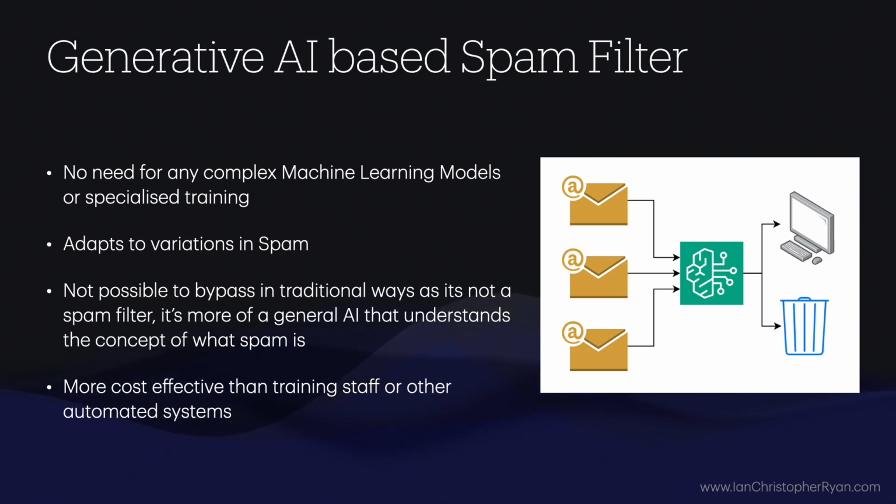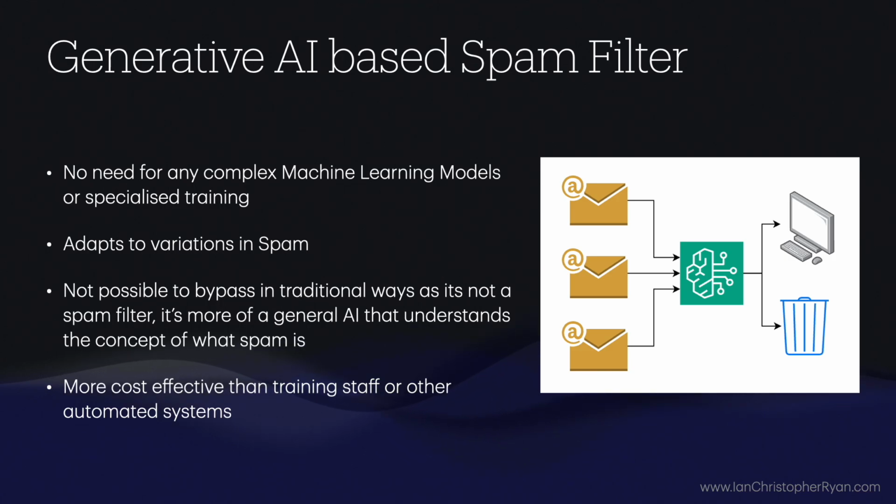Why will this work? Well, this is going to work because in the same way that when a human looks at an email message and they can recognize that looks like spam, models like this can actually do the same thing. They'll actually understand what spam is from a conceptual point of view, and therefore they'll be able to identify if it is a spam message. This can be more cost effective because we don't have to train our staff to identify these things. We don't have to have expensive machine learning models running. We don't have to continuously train them, which is where a large amount of the expense comes from.